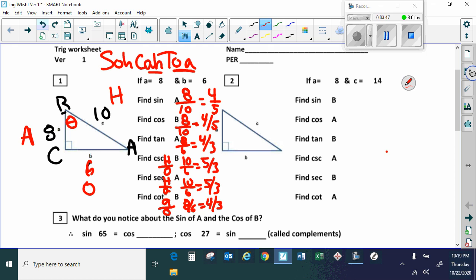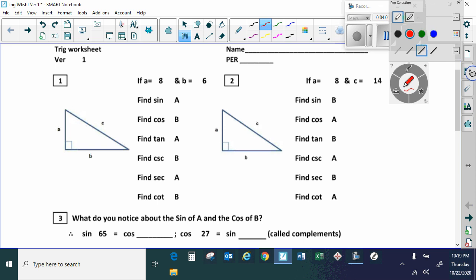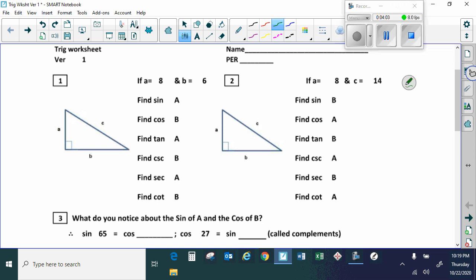All right, number 2. Same idea, except not a Pythagorean triple. Little a, you can pause the video if you haven't written all this down. I'm going to erase it. Okay, so I can write in everything in here. We'll change the color to green this time. Okay, little a is 8. Little c is 14, so I have to use the Pythagorean theorem to solve for b.